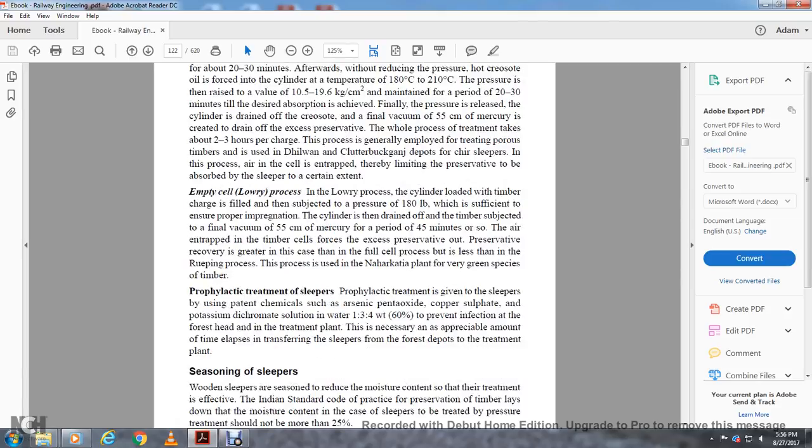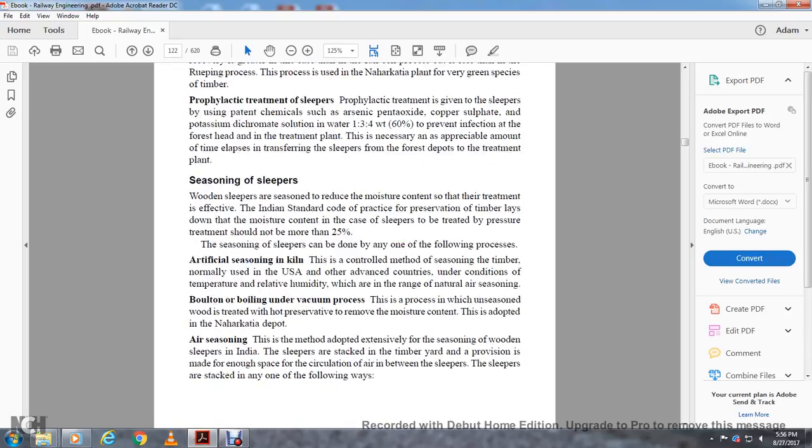Phothoathric treatment of sleepers. Phothoathric treatment is given to the sleeper using patent chemicals such as arsenic pentoxide, copper sulfate, and magnesium dichromate solution in water, 1 to 3 to 4, by weight of 60%, for preventing infection of the frosthead. Within a treatment plant this is necessary, as an appreciable amount of time elapses in transferring the sleeper from the forest department depots to the treatment plant.